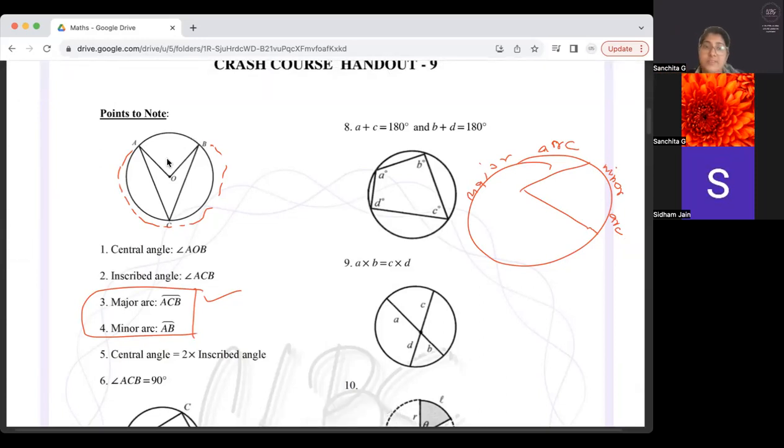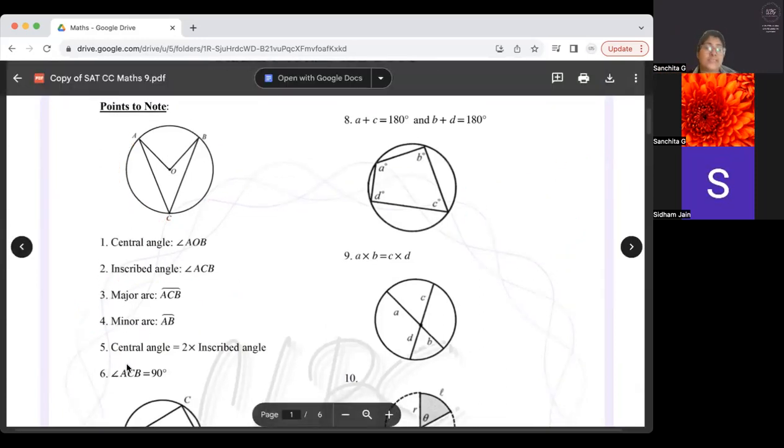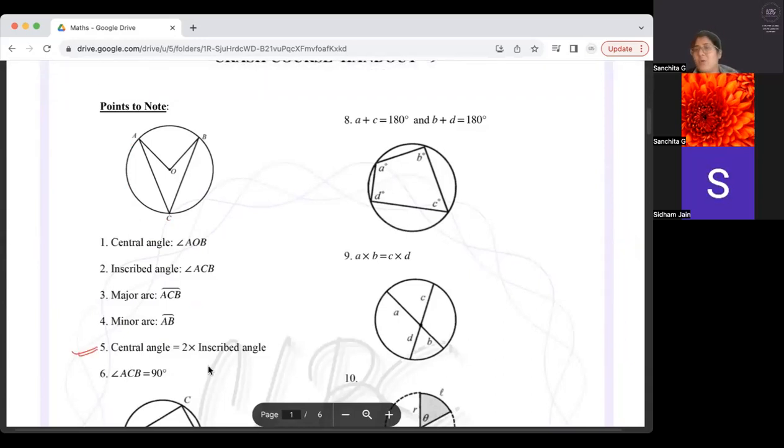Clear? This is very, very important. It's going to be asked later. Central angle: you can know this, they may or may not ask questions from here, but still, I've actually jotted it down. You should know this. Central angle is 2x of inscribed angle.